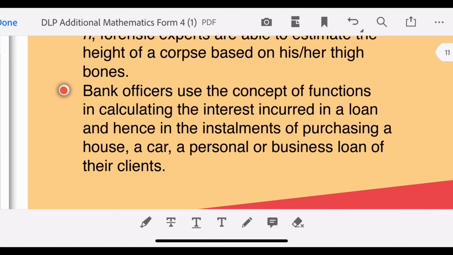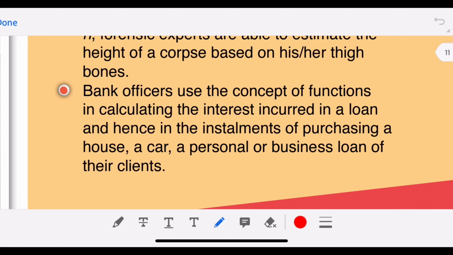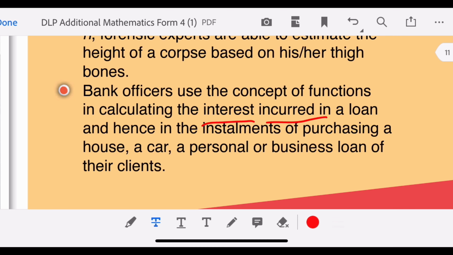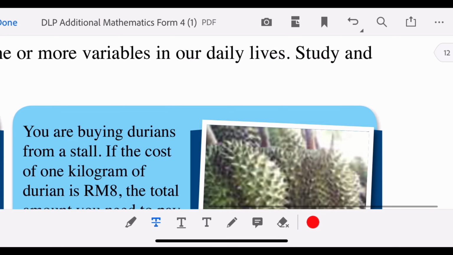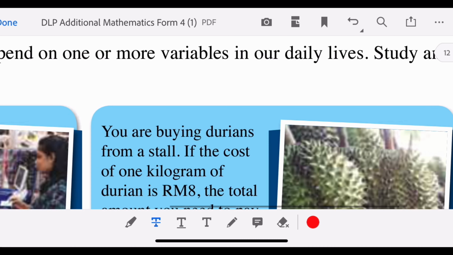This is very interesting. Bank officials use the concept of function in calculating the interest incurred in a loan, and hence the installments of purchasing a house, a car, or a personal or business loan of their client. So please scan the QR code to watch a video on the Proton X70. Actually, I just showed you at the beginning of the chapter.